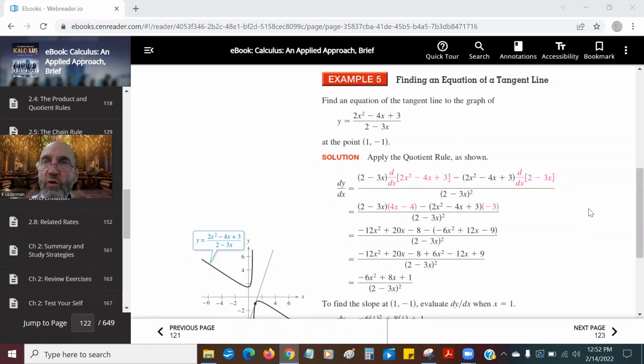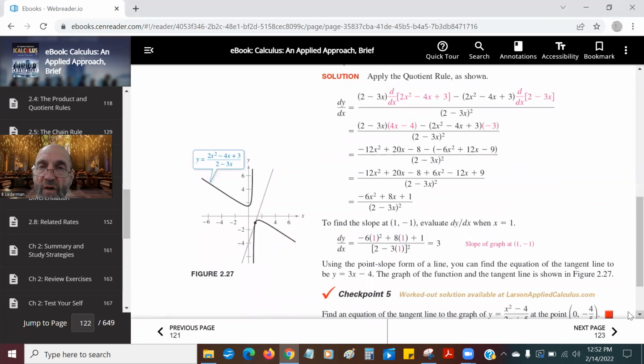Now I'd like to find the equation of the tangent line. So we have the function y is equal to this polynomial on top over that little polynomial on the bottom. We want to find the equation of the tangent at the point 1 comma negative 1. Well, I'm going to take the derivative, dy dx. So I take the bottom times the derivative of the top minus the top times the derivative of the bottom over the bottom squared. I do a lot of crunch until I finally get negative 6x squared plus 8x plus 1 over 8 minus 2 minus 3x squared.